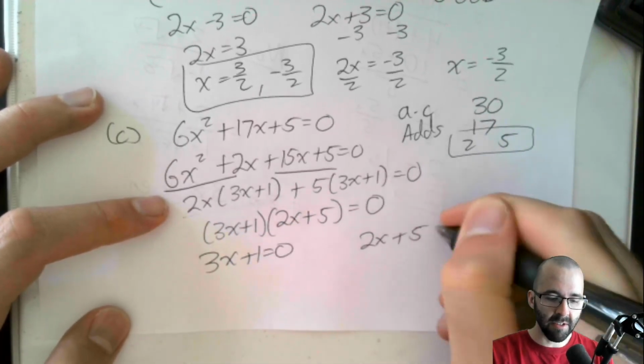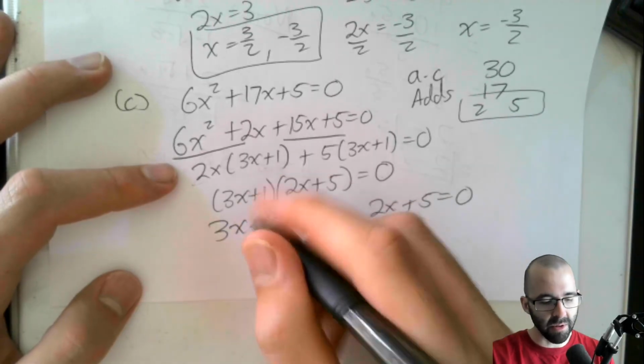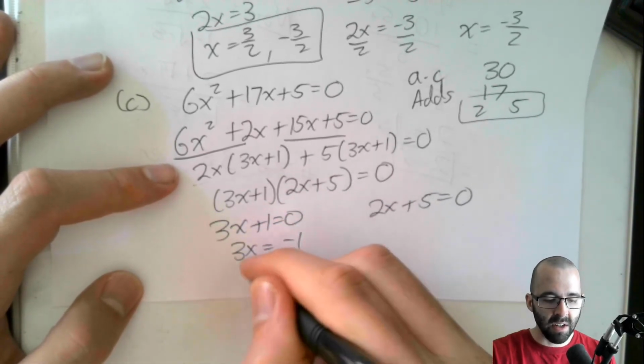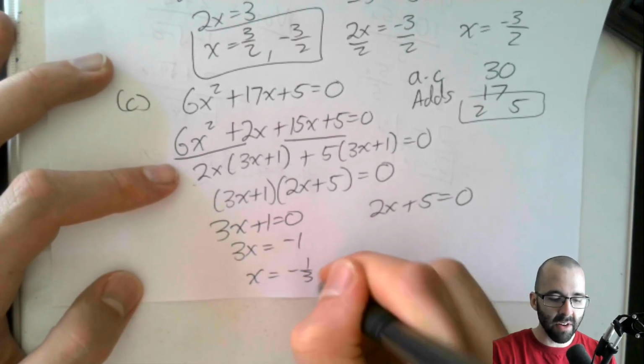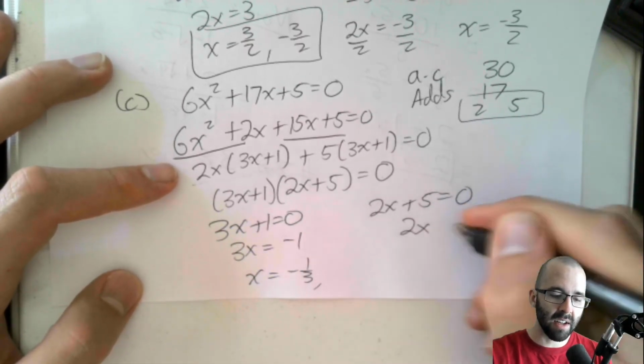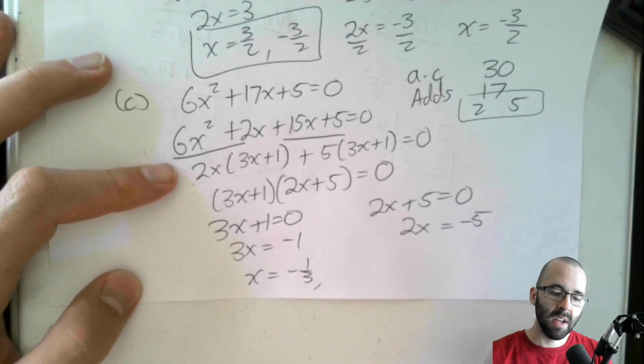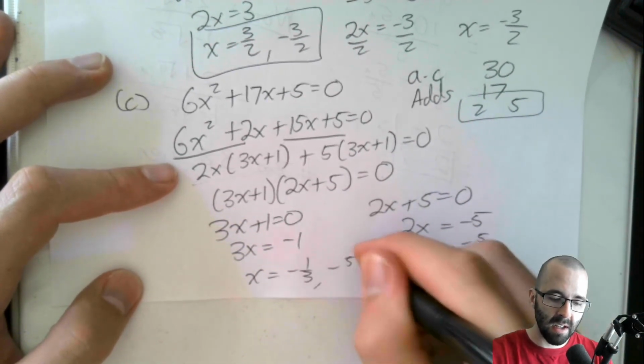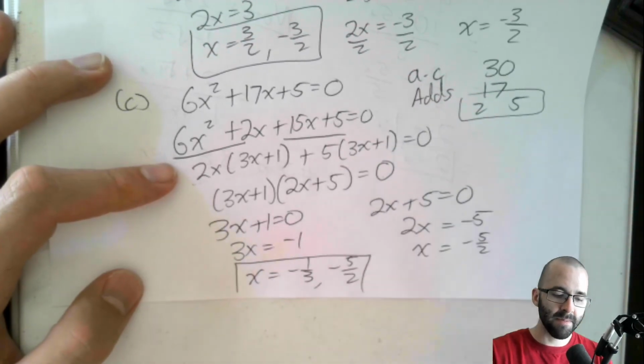So you just solve these individually like we did before. I'll go through this kind of quick. Subtract 1, you get 3x equals negative 1. Divide by 3, you get x equals negative a third. Subtract 5, you get 2x equals negative 5. Divide by 2, you get x equals negative 5 halves. And those are your two answers.